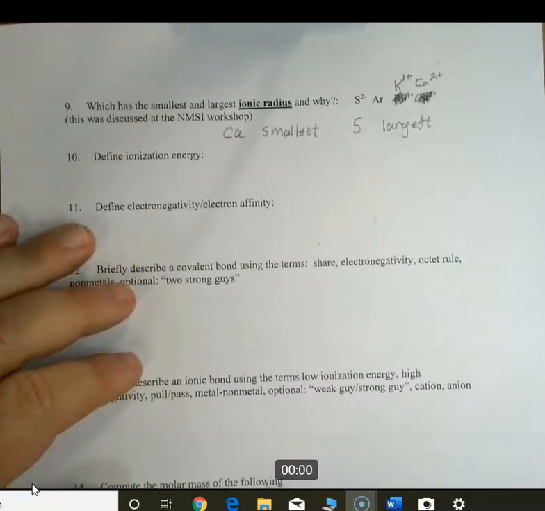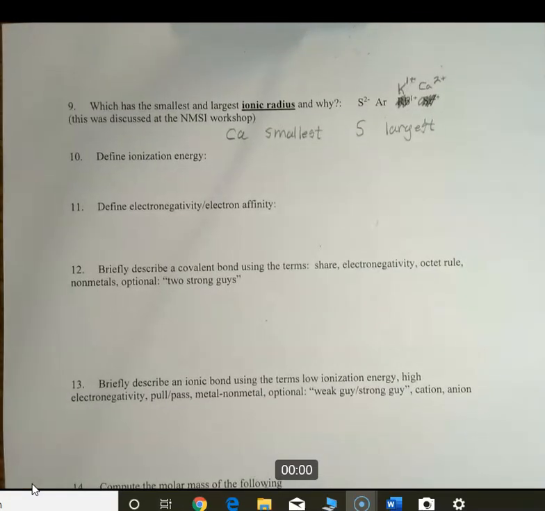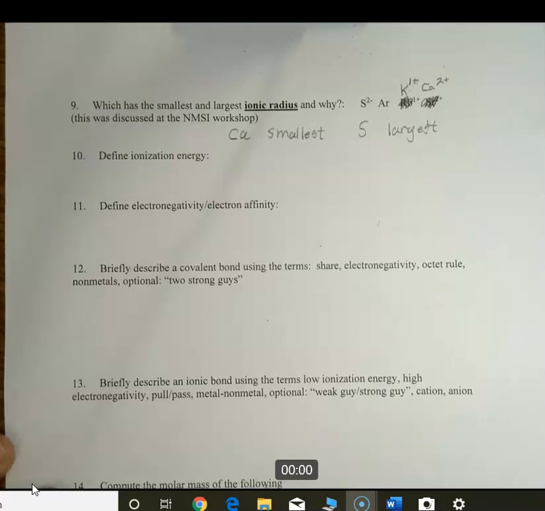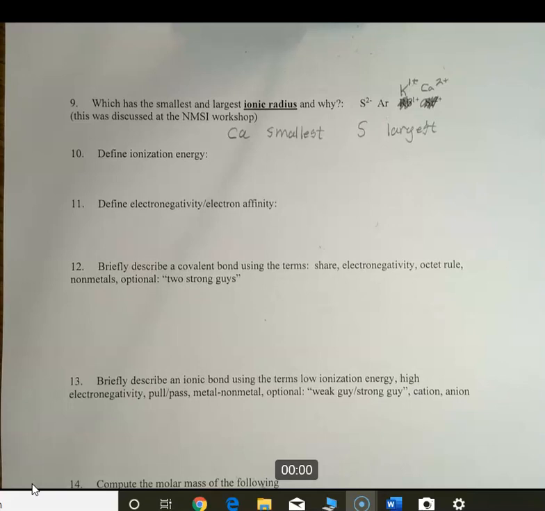All right, define ionization energy. Ionization energy is the amount of energy required to remove an electron from an atom in a gaseous state. Technically it's a gaseous state, but it's basically how much energy it takes to pull an electron away from an atom. We often talk about it as how much an atom wants to hang on to its electrons. If it's low ionization energy, it doesn't want to hang on, but it's technically how much outside energy is required to pull that electron away.